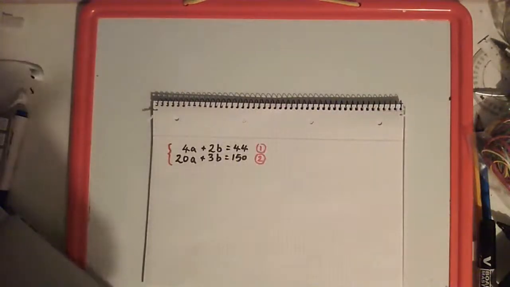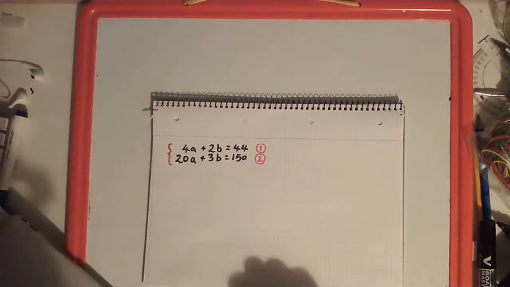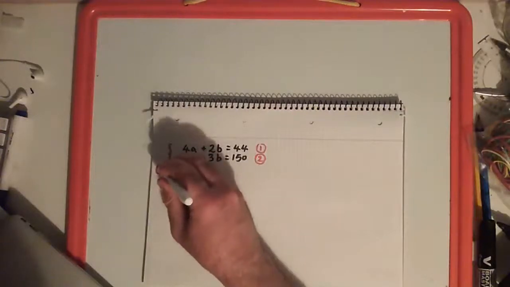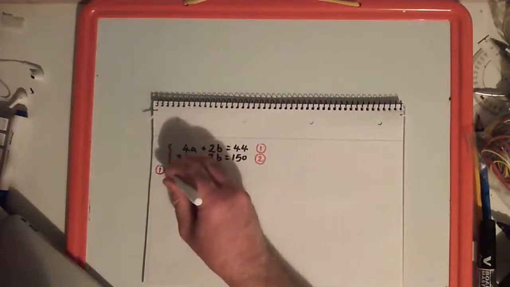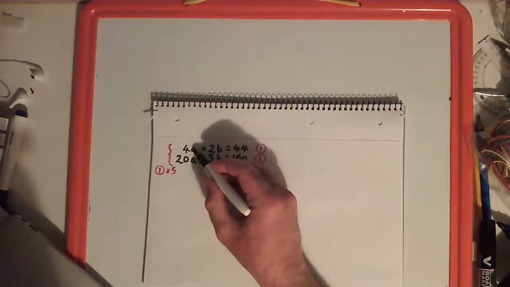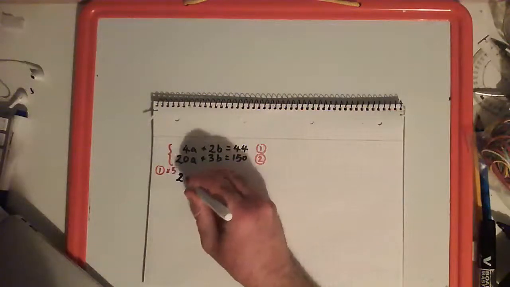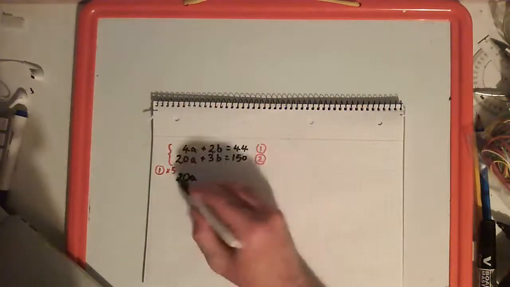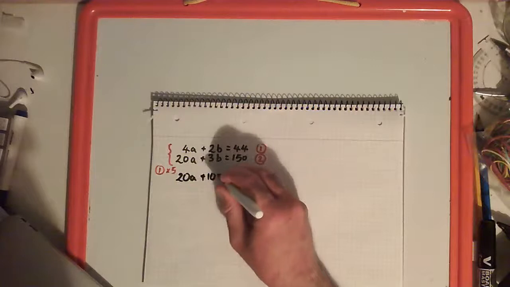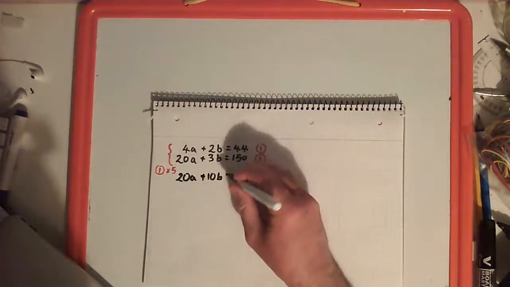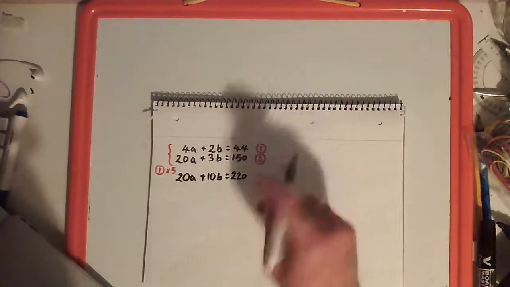So what we're trying to do now is to eliminate one of the variables. So I'm going to multiply up everything in equation 1 by 5. Now the reason I've chosen 5 is so that when I multiply 4a by 5, I get 20a. And then let's just do the rest. 2b times 5 is 10b, and 44 times 5 equals 220. So that was the first equation.